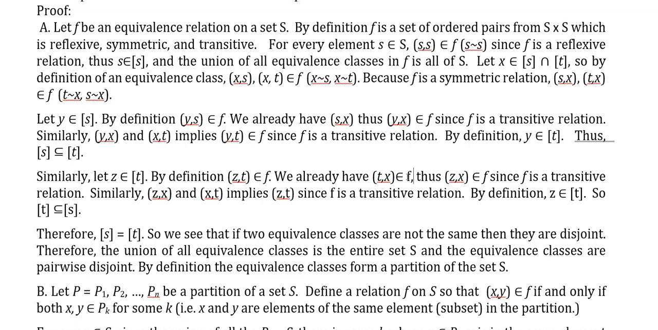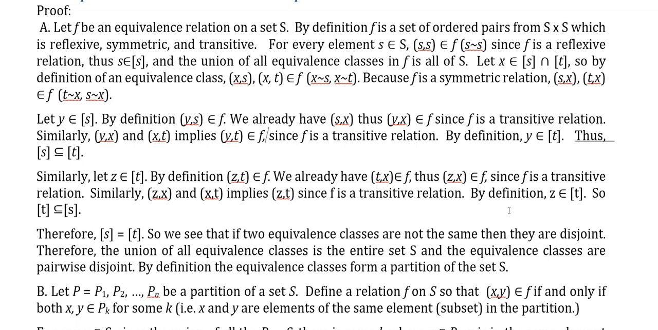T is related to X, right? So Z is related to X. Why? Well, if Z is related to T and T is related to X, Z is related to X, since F is a transitive relation. Okay, so now what do we have? Similarly, Z is related to X.